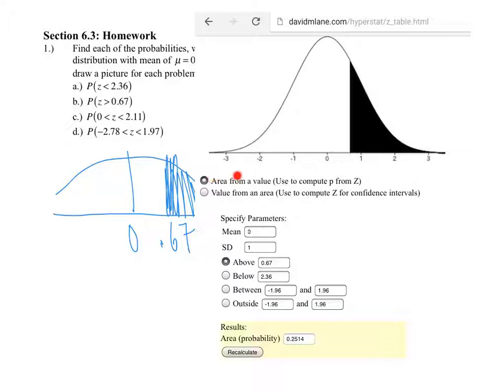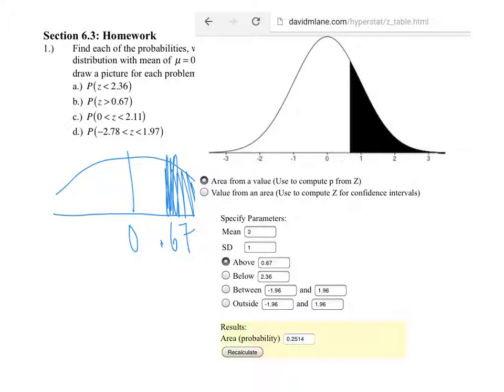Notice I had area from a value, and I said above this time, because I'll be looking for above 0.67, and then that's the probability, about a quarter. So that's telling me that 0.67 standard deviations is about what the quartile is, the upper quartile. That's an aside.